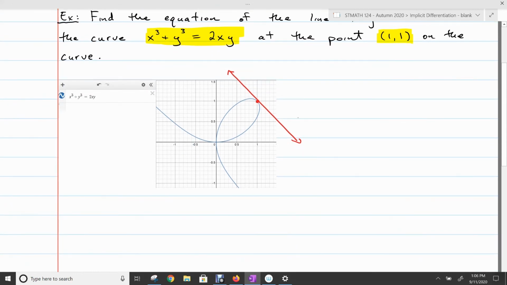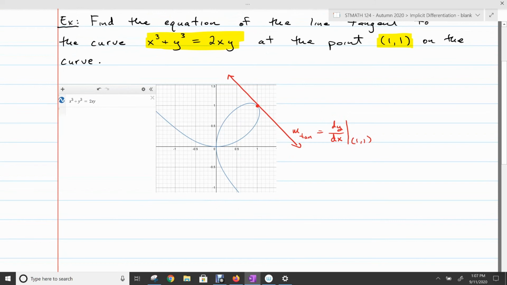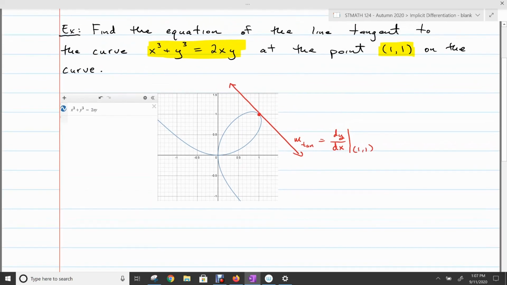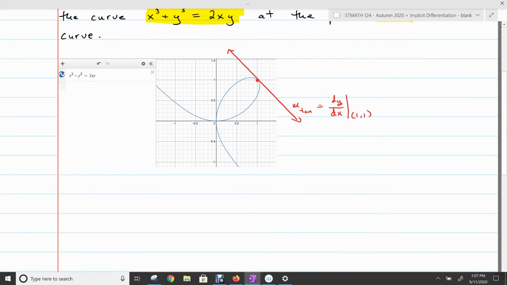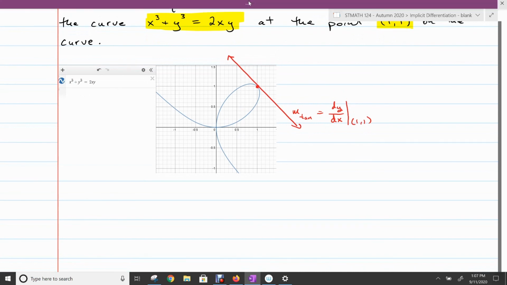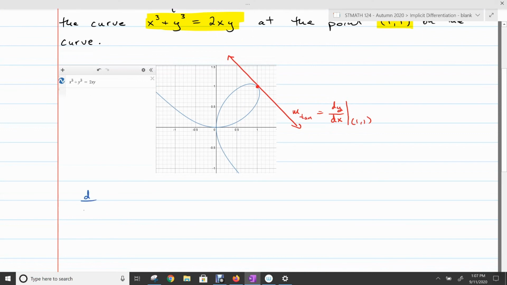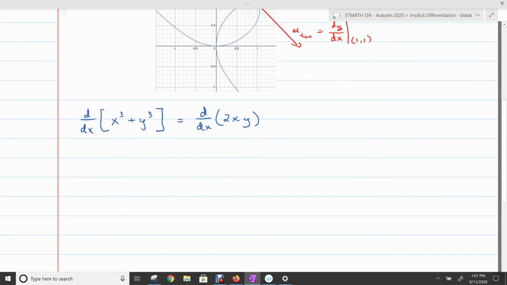Geometrically, we want to find m tan, right? The slope of this tangent line will be the derivative of y with respect to x at the point (1, 1). Now, after we have the tangent slope, we'll use the point-slope formula to get the equation of the line as requested in the problem. Okay, so first step though is let's find dy/dx. So we'll start by taking the original equation for the curve, and we'll differentiate both sides with respect to x. And we'll differentiate viewing y as a function of x.